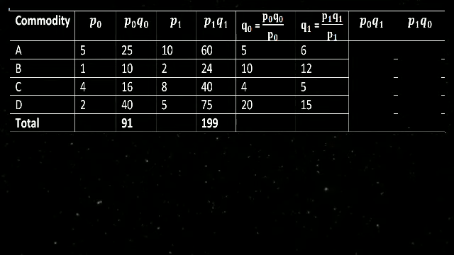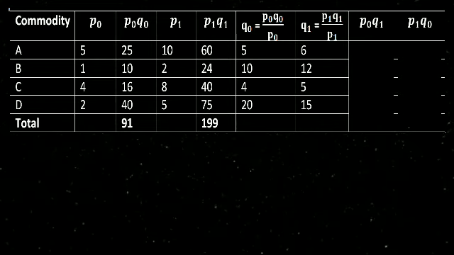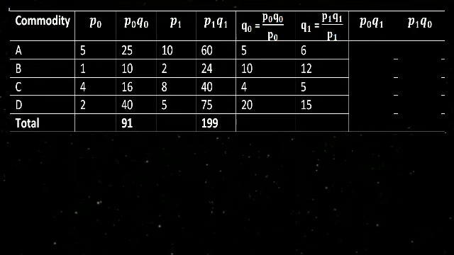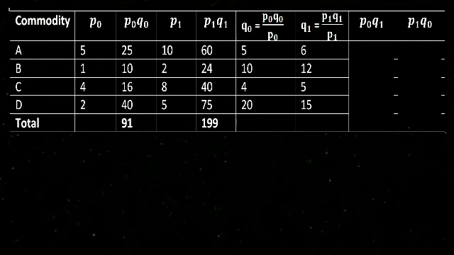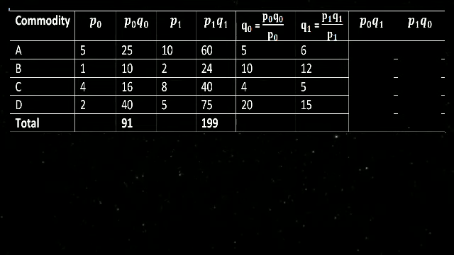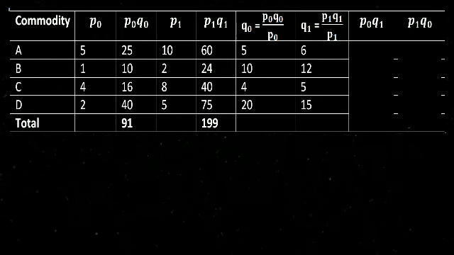Next column, you should find the other two product values. P naught Q naught and P1 Q1 are already found. So find the other two product values, the product of price into quantity. So first, base year price into current year quantity. Next column, current year price into base year quantity. So P naught Q1 and P1 Q naught.